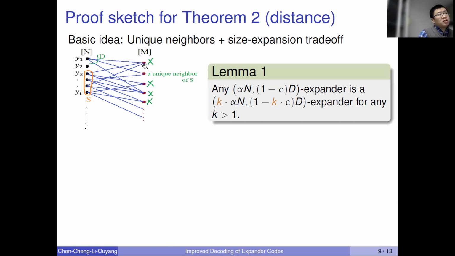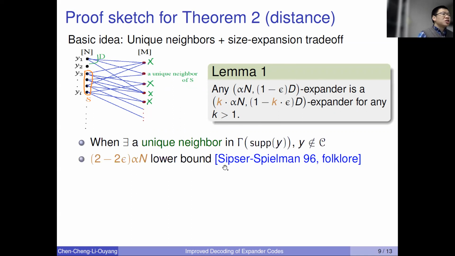Okay. So the first vertex is not a unique neighbor. The second one, it is. The third one is not a unique neighbor, neither the fourth one nor the fifth one. Okay. So now let me show you the proof sketch.